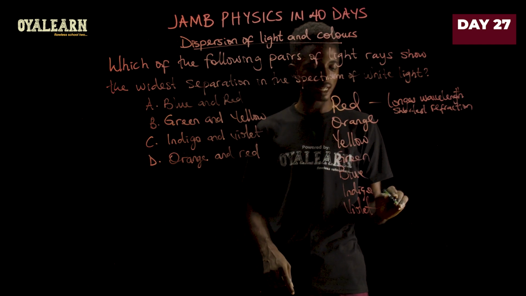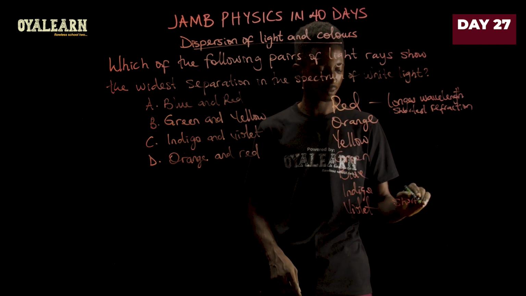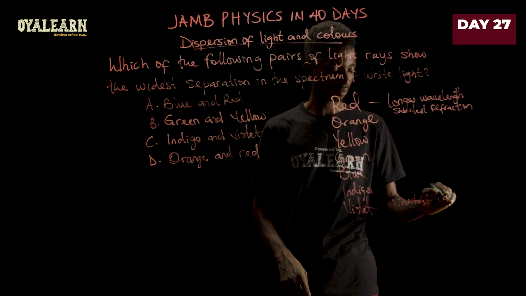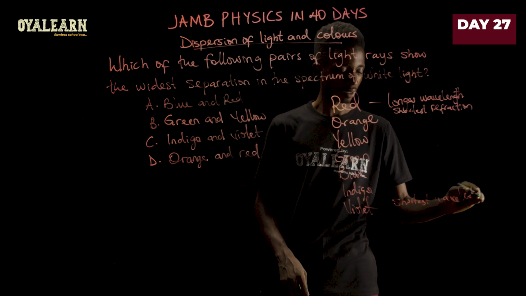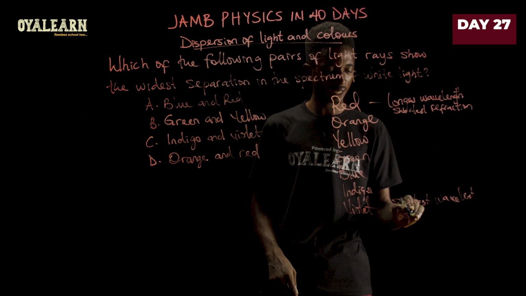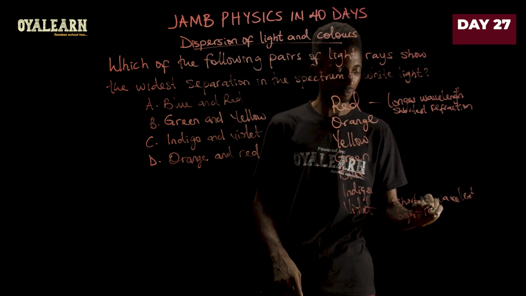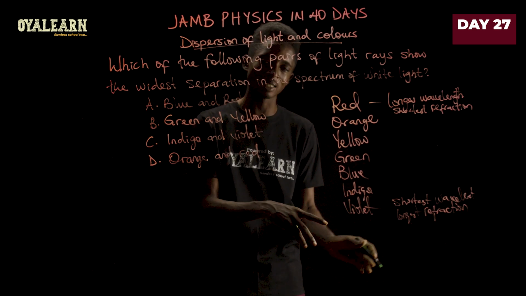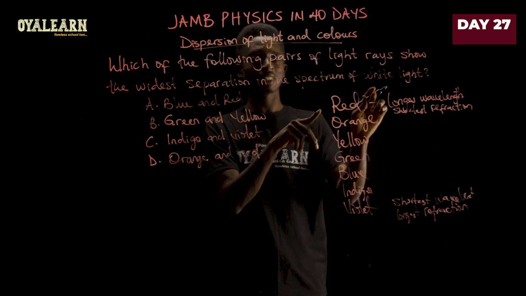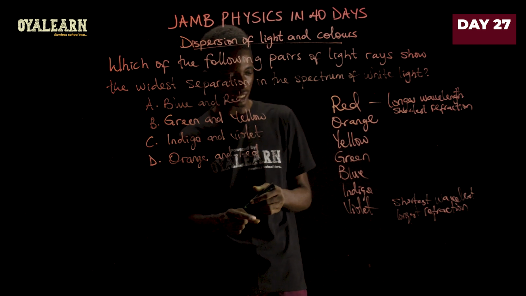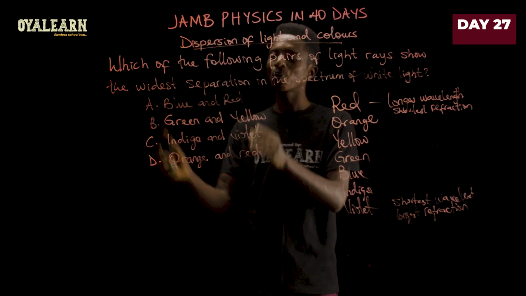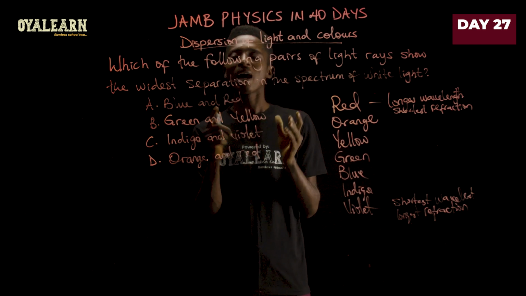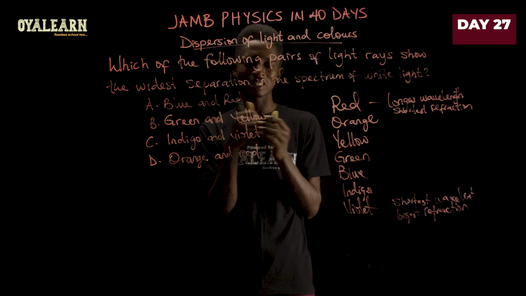And then by the time you get here, it is the shortest wavelength and longest refraction. Now, what this means is that this one will refract the most, while this one will refract lesser than the others. Now, we are seeing pairs of colors, and we're asked to find the one that has the widest separation.